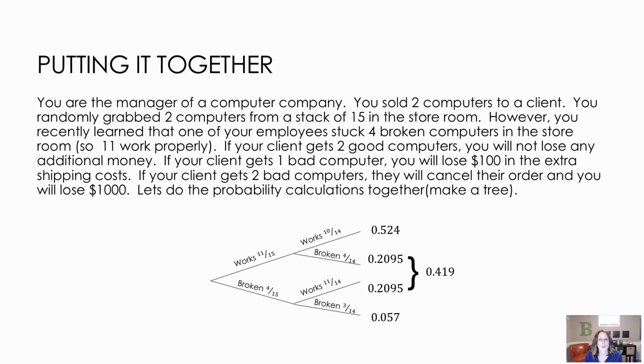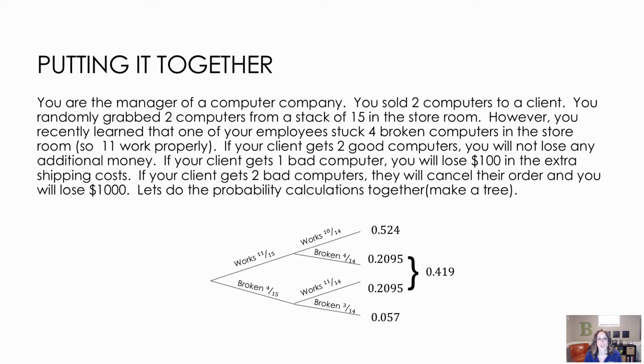If your client gets 2 good computers, you won't lose any extra money. You'll just be paid what you were already paid. If your client gets 1 bad computer, you're going to lose $100 in the extra shipping cost. And if they get 2 bad computers, then they're going to cancel their order and you lose $1,000.